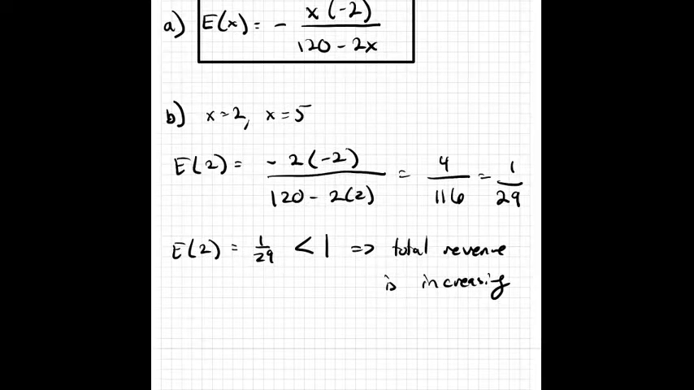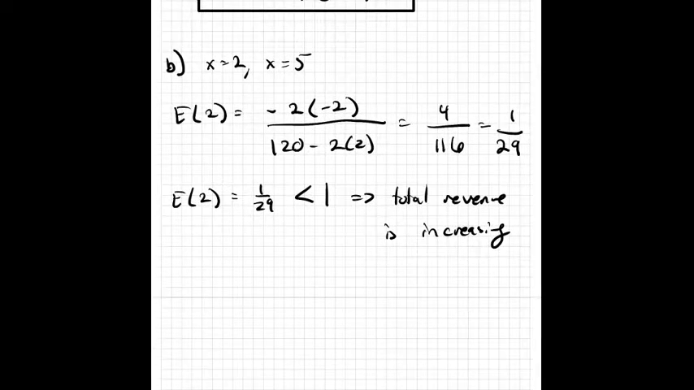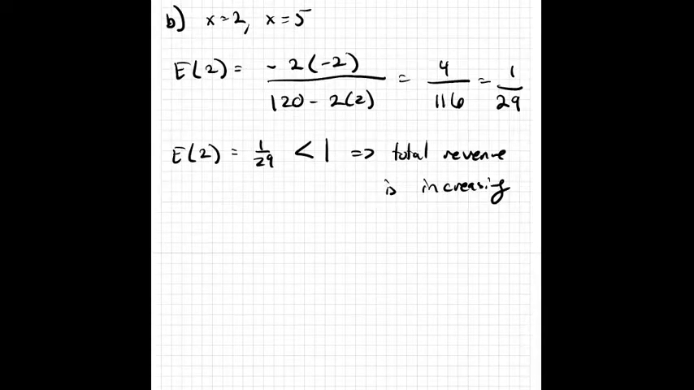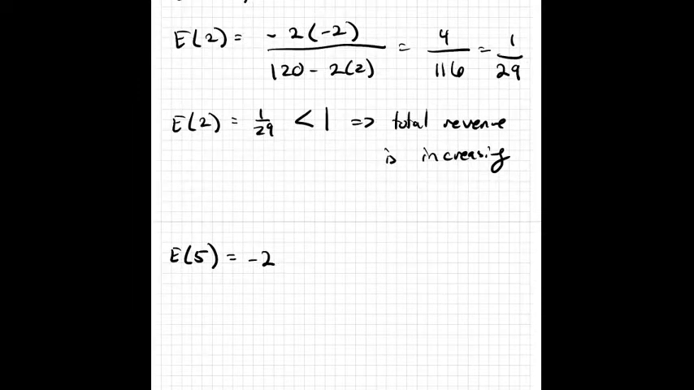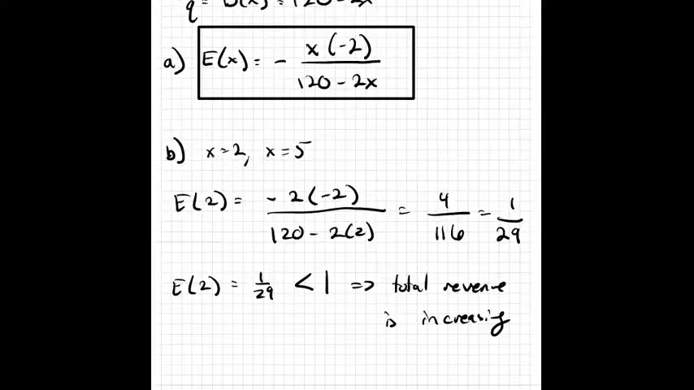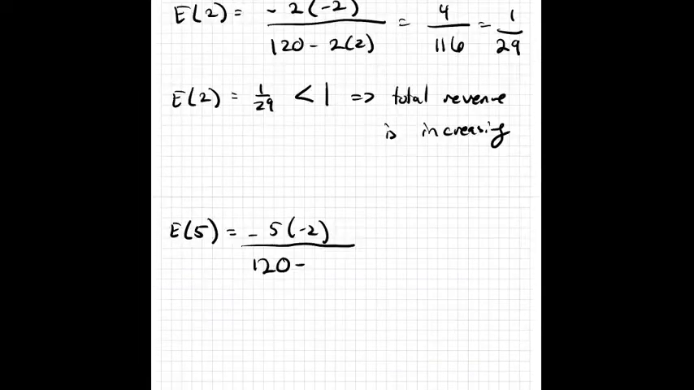So then let's find the elasticity of demand when x is 5. It's going to be negative, oh, where's my formula? Sorry, it's going to be negative, what, 5? So negative 5 times negative 2 over 120 minus, I think it's 2 times 5. Okay. On top, we get 10.